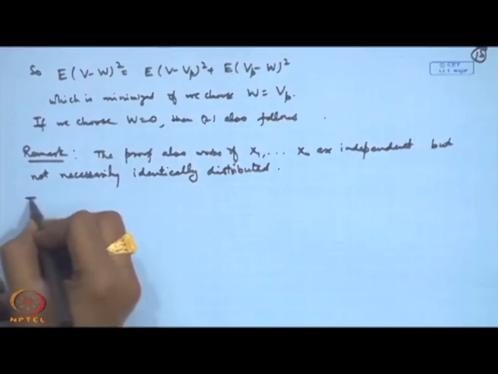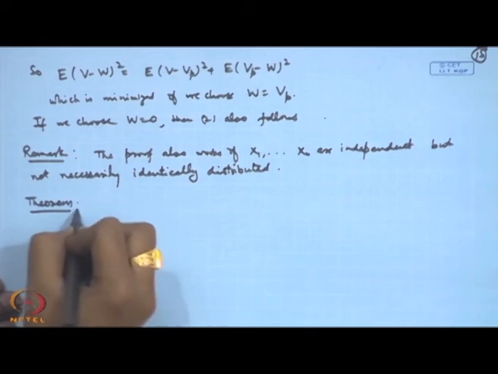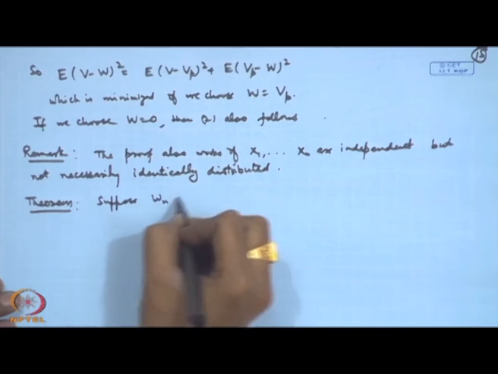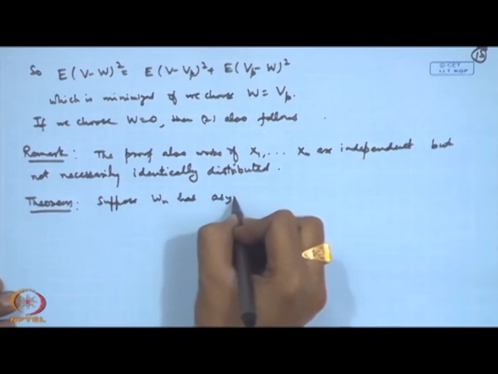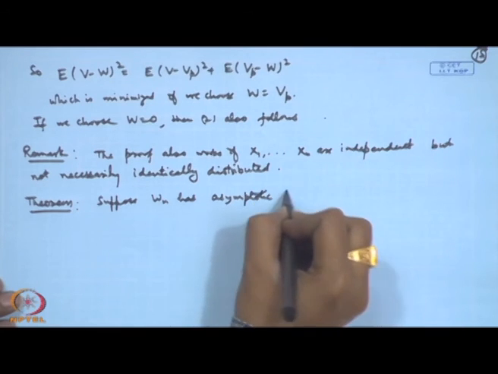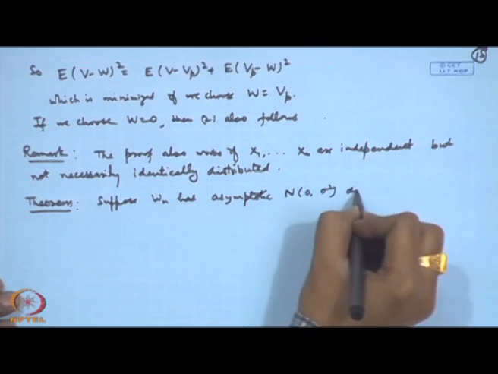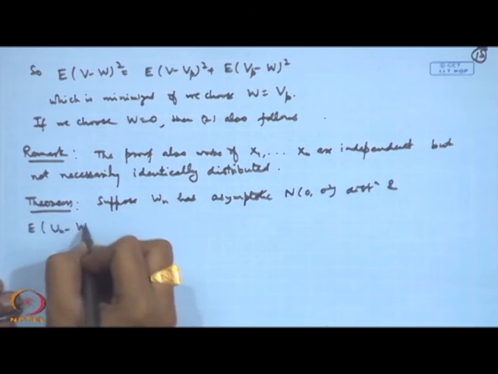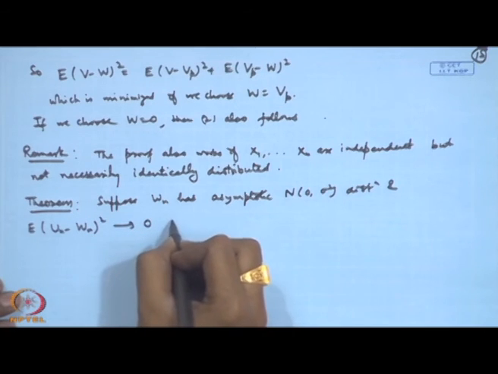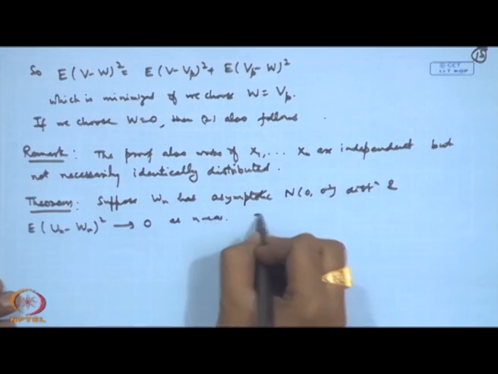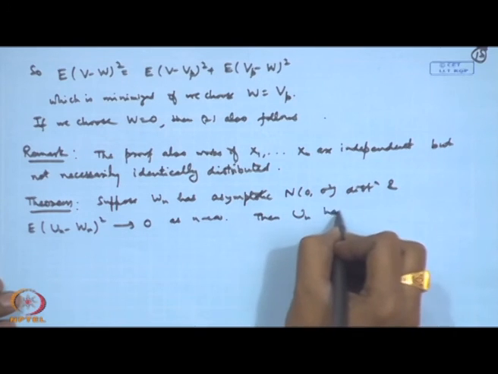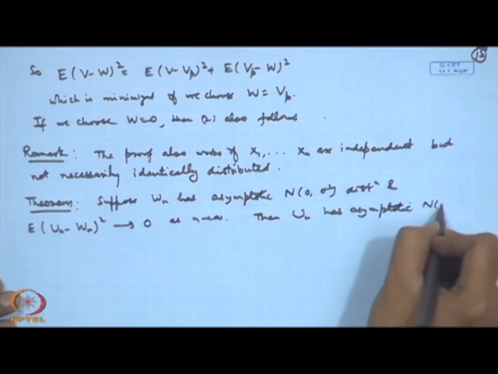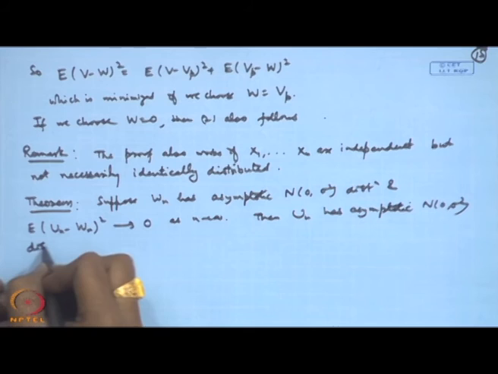So, we have the following theorem which is following from here. Suppose W_n has asymptotic normal (0, sigma square) distribution, and expectation of (U_n minus W_n) square goes to 0 as n tends to infinity. Then U_n has asymptotic normal (0, sigma square) distribution.